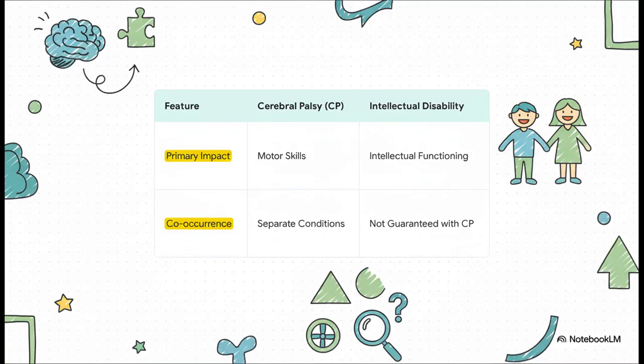Look, cerebral palsy's primary impact is on motor skills. Intellectual disability's primary impact is on intellectual functioning and adaptive behavior. They can co-occur, but they are not the same thing. Nailing this distinction is huge.